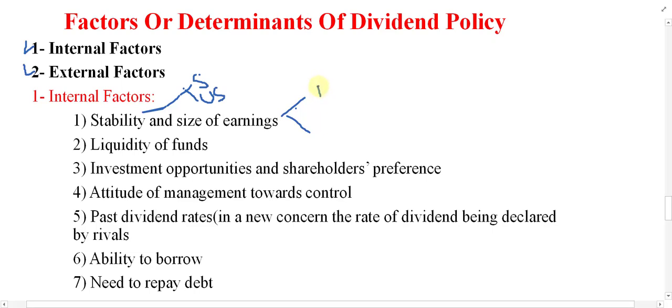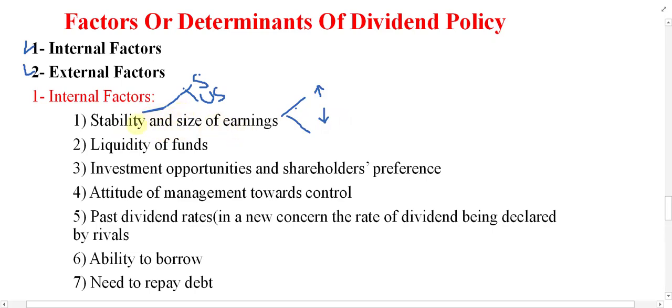So if there is an extra amount of profit, if earning of the business is more, the company may make a decision to divide some portion of the profit among the shareholders. But on the other side, if the size of the earning is less, it may not be sufficient for operation of the business. So definitely we will not go for dividends among the shareholders. So stability and size of the earning is very important.